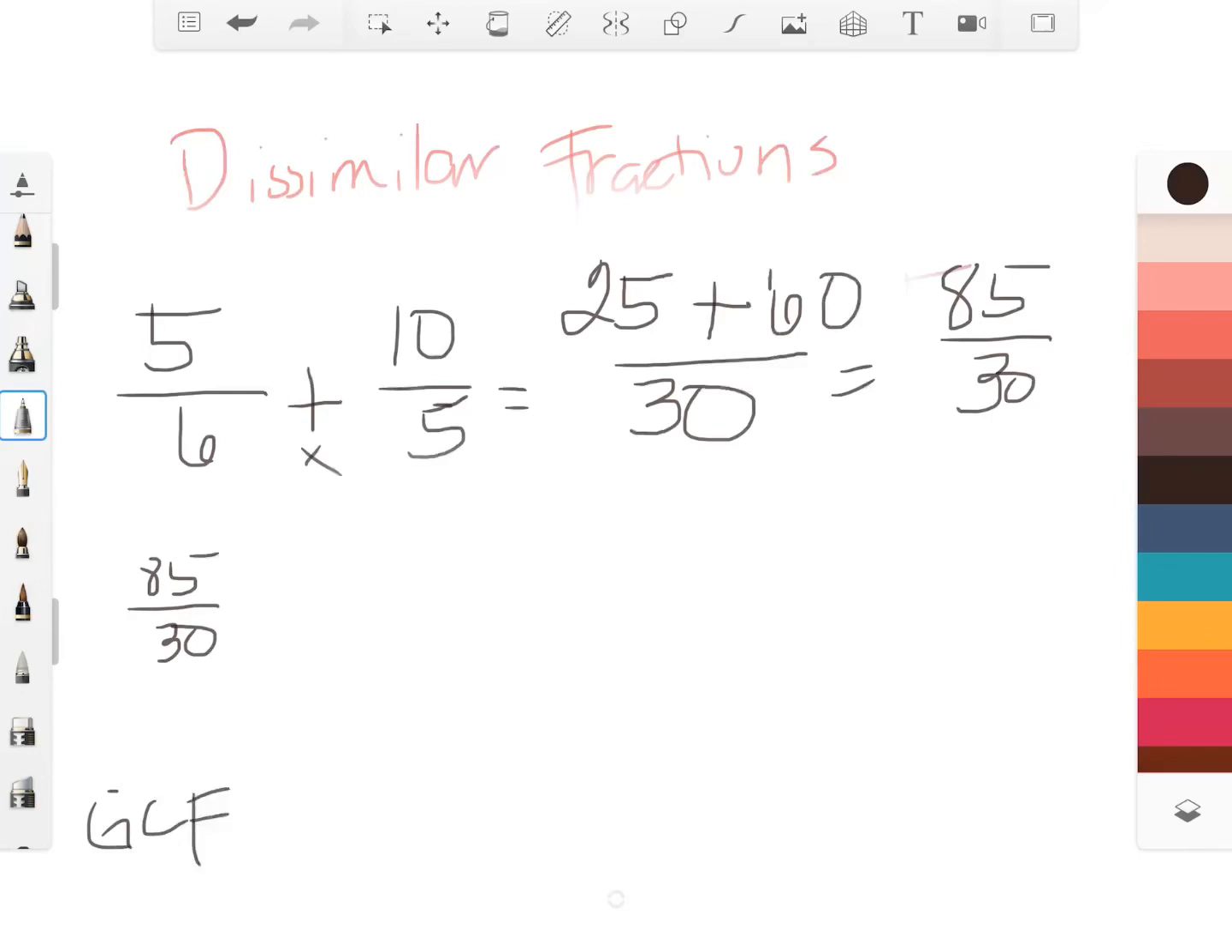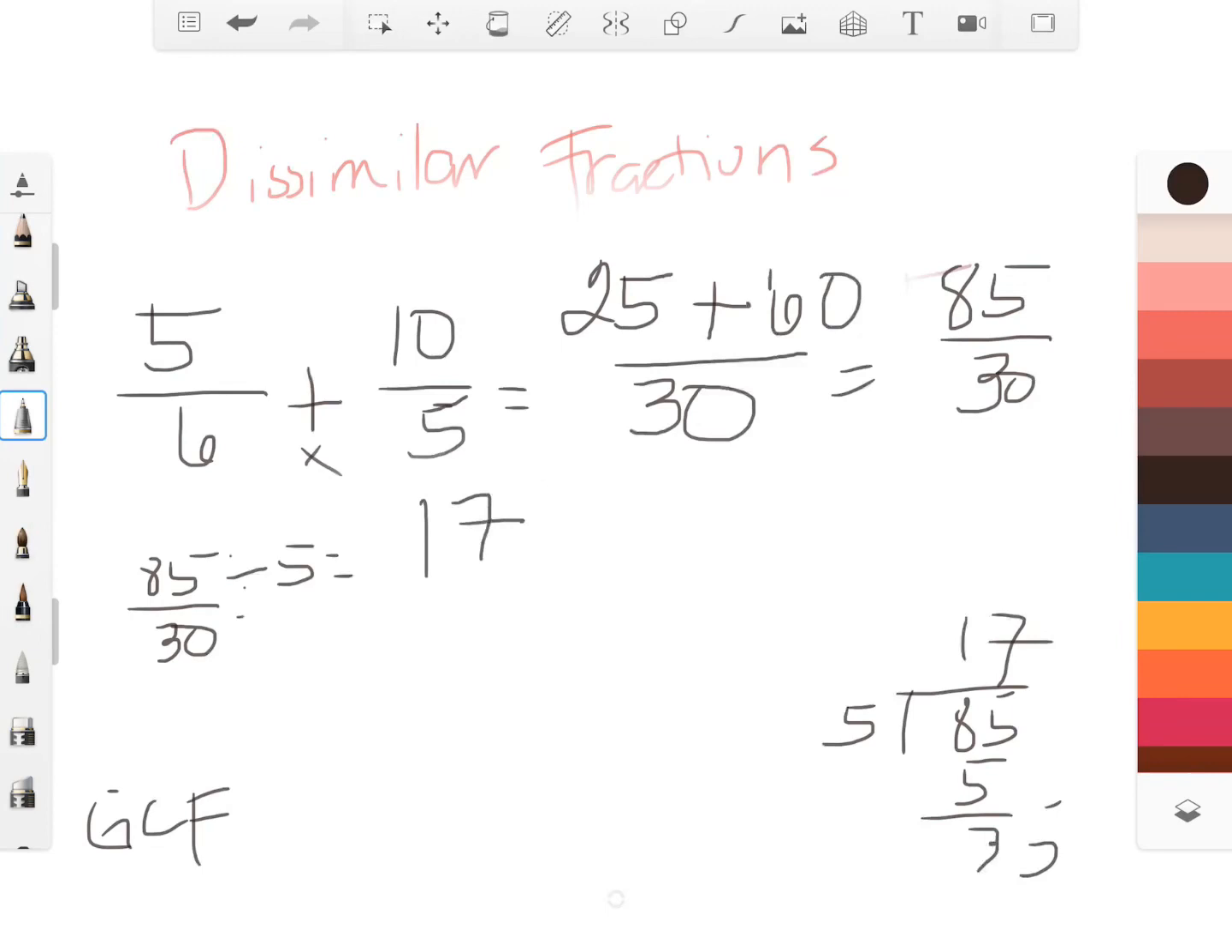So 85 divided by 5. Okay, let's try 5 because 85 and 30 end in either 5 or 0, and if a number ends in those digits, then it can be divided by 5. So 85 divided by 5, and again, I have a calculator with me, is 17. And 30 divided by 5 is 6.